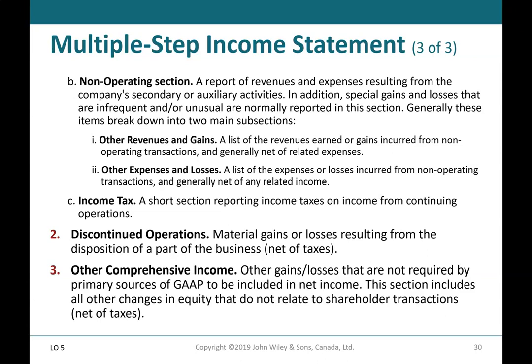2. Discontinued operations. Material gains or losses resulting from the disposition of a part of the business, net of taxes. 3. Other comprehensive income. Other gains and losses that are not required by primary sources of GAAP to be included in net income. This section includes all other changes in equity that do not relate to shareholder transactions, net of taxes.